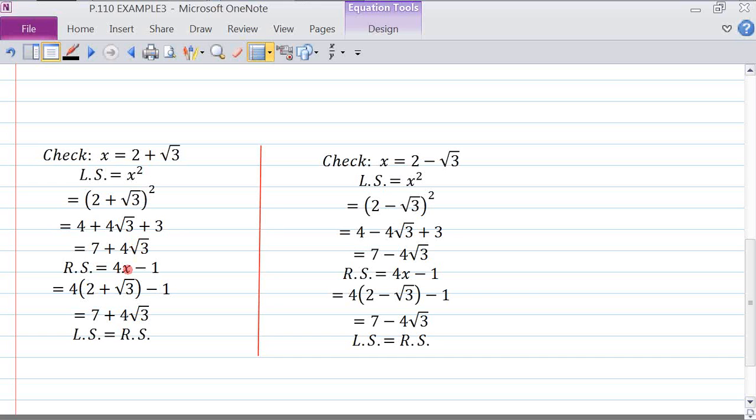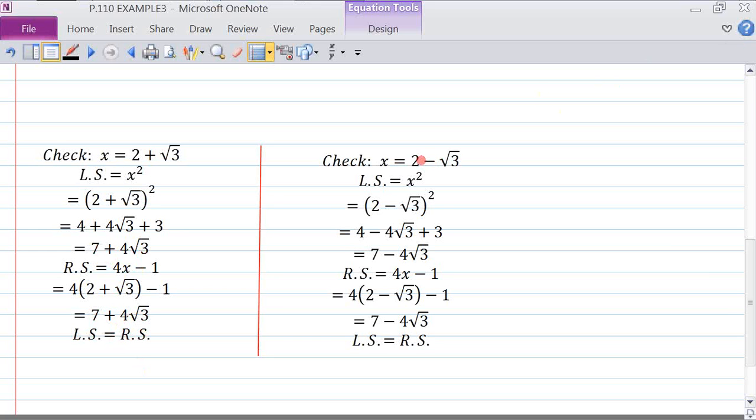The right side is 4x minus 1. 4 times 2 plus root 3. 4 times 2 is 8. Minus 1 is 7, and we've got the 4 root 3. The left side equals the right side. The left side is here, the right side is here, and the left side equals the right side.